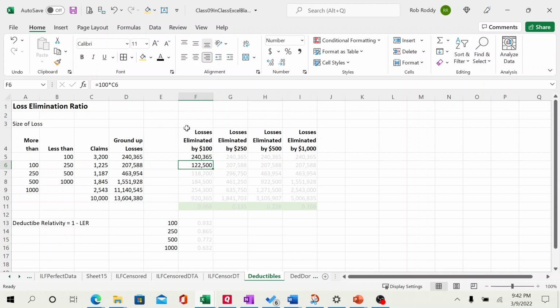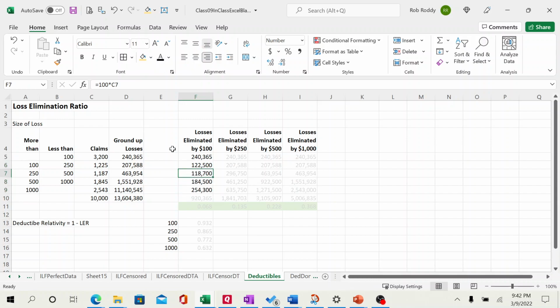The loss eliminated by $100 for the next layer, losses more than 100 and less than 250: we have 1,225 claims for a total of $207,000 in losses. If we eliminate $100 from each, the losses eliminated are just $100 times the number of claims, right? And so on and so forth.